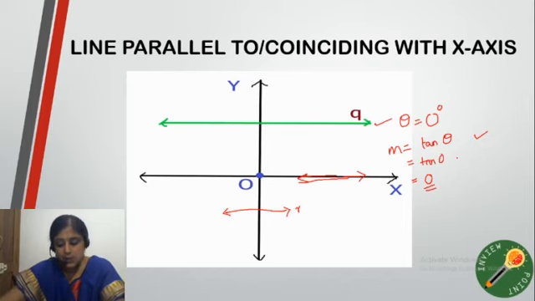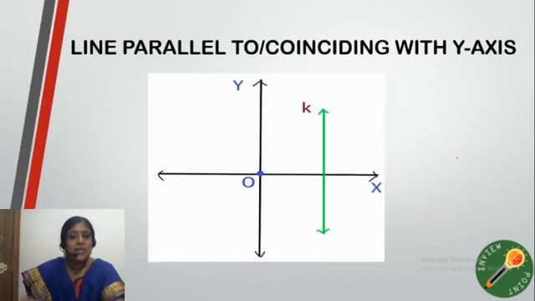Okay. Now let's consider a line parallel to the y-axis. See here, consider a line K, and it is parallel to the y-axis. So what is the angle of inclination? Angle of inclination is the angle made by the line with respect to x, and it is measured in anti-clockwise direction. Here, see here, the angle made is how much? 90 degrees, right? So what will be the slope?